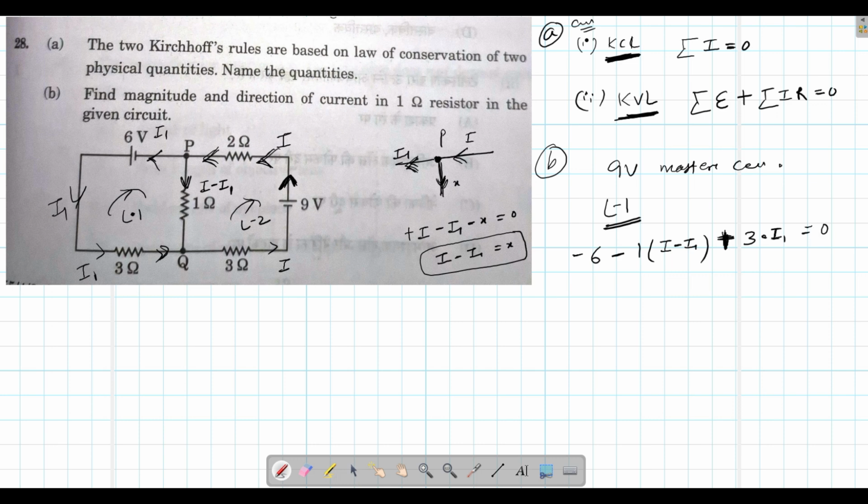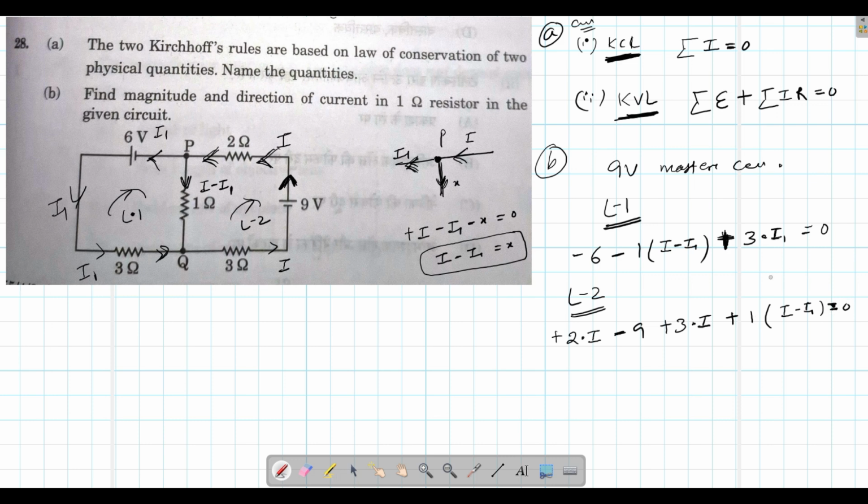In case of loop 2, current flows in the opposite direction, so this is plus 2 into I. Higher to lower, this is minus 9. Current flows in the opposite direction: plus 3 into I. And here current flows in the opposite direction: 1 into (I minus I1), equals 0.